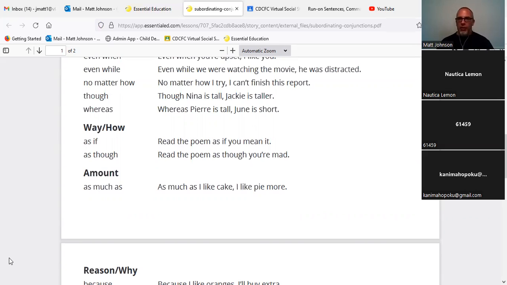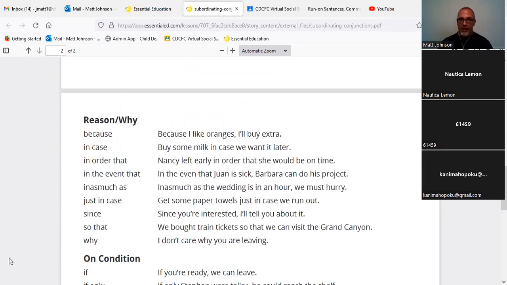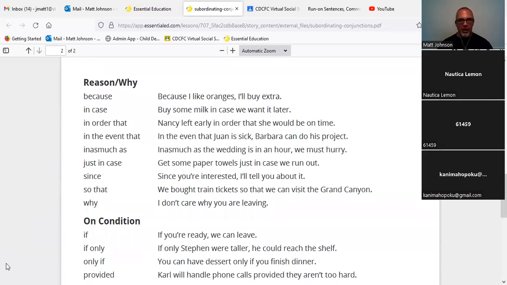And then reasons why, right? So sort of your cause and effect ideas. Because I like oranges, I'll buy extra. Or, you could say, I'll buy extra oranges, comma, because I like them. You can switch around the order of things there. In case, right? Buy some milk in case we want it later. Again, in case we want it later, not a complete idea.